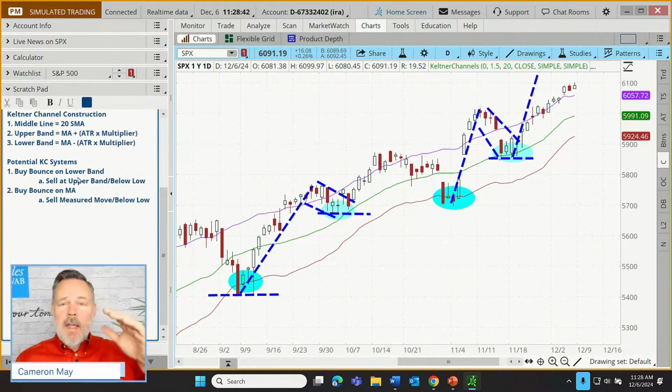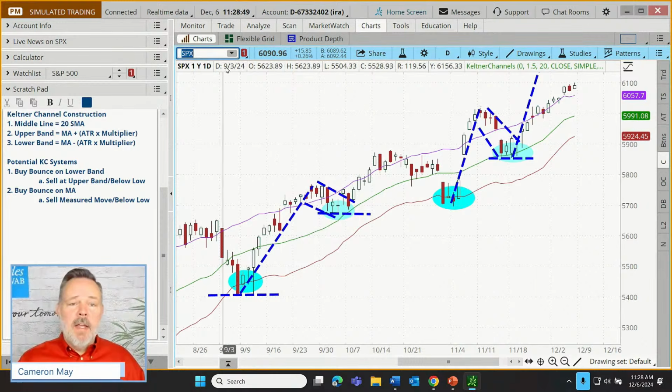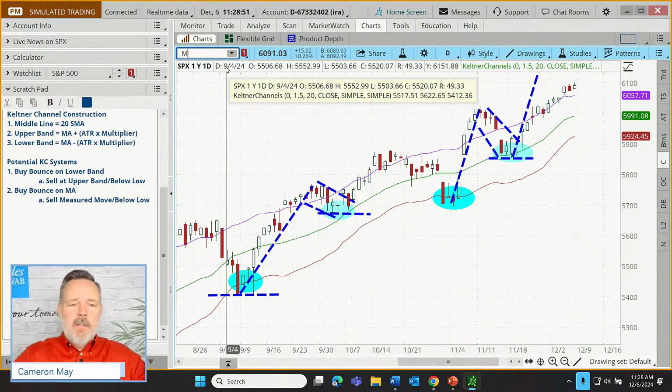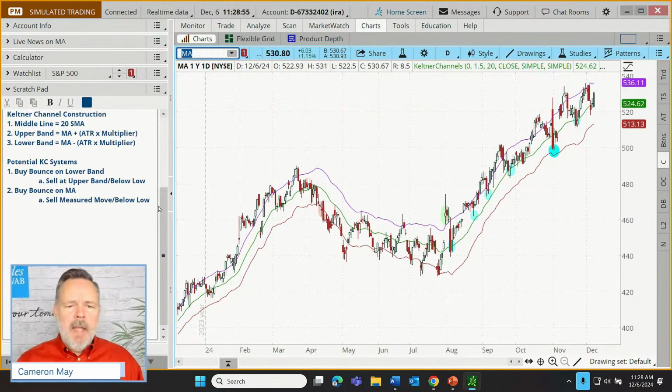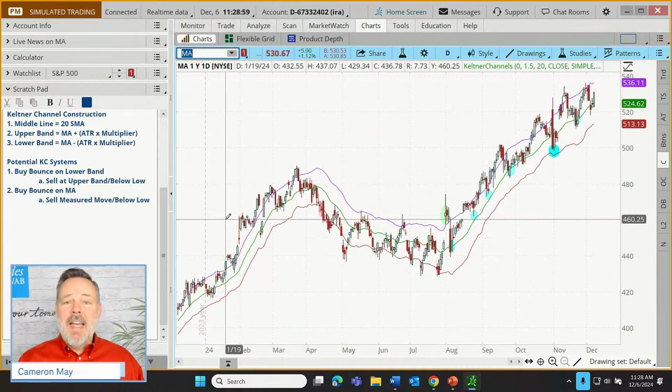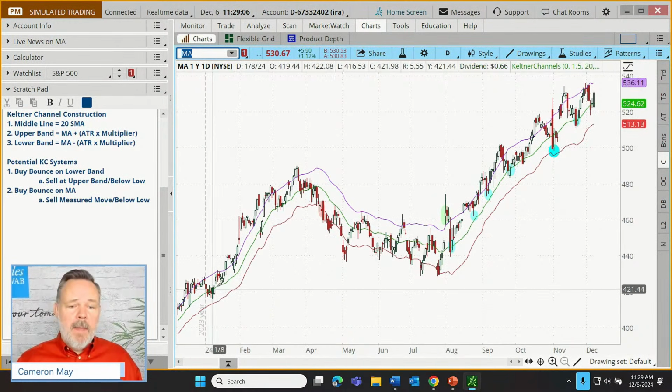This is not an exhaustive list of potential Keltner channel systems. But there are some other things I wanted to discuss regarding Keltner channels. Let's switch up our chart here for just a moment. I'm going to go to MasterCard and talk about how Keltner channels might also be used to identify reversals in the trend. So look at this period right here on MasterCard.